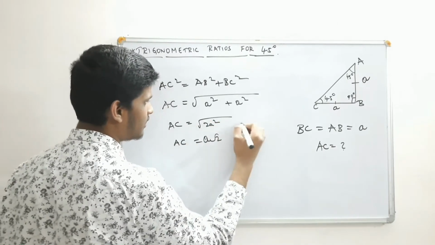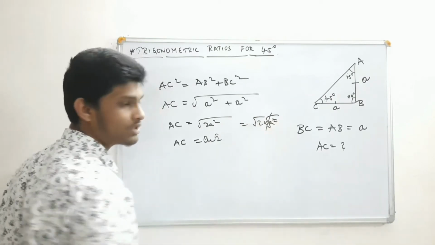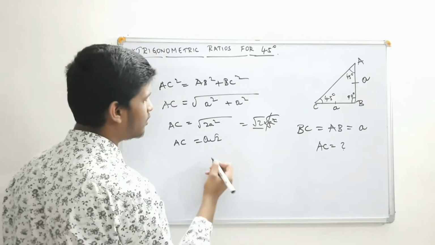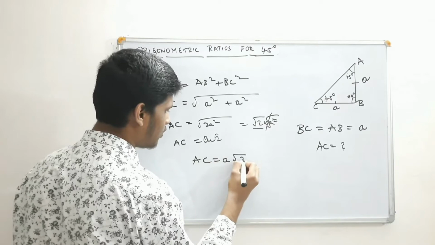AC is equal to root 2 into A square. This is root 2, and here squares and square root get cancelled. We remain with root 2, that is A root 2. Therefore, AC is equal to A root 2 units.